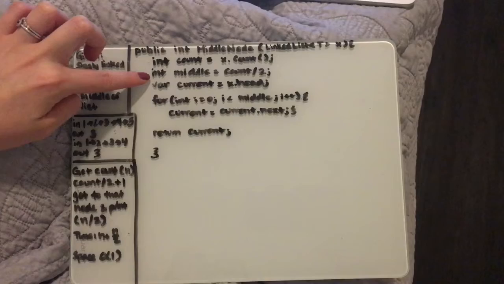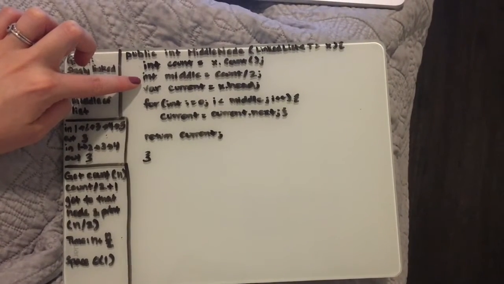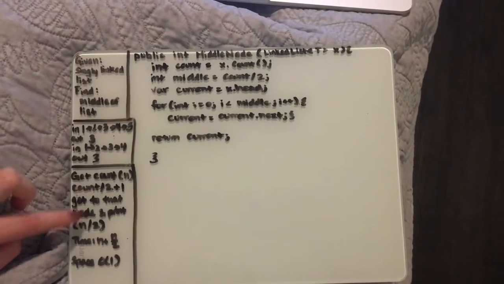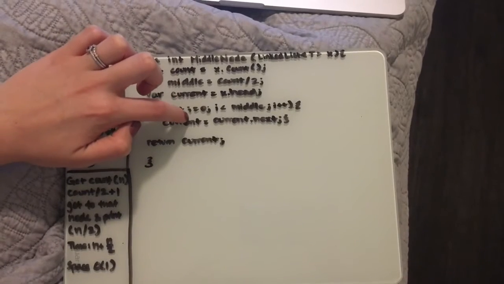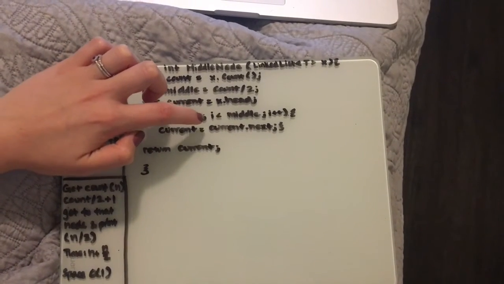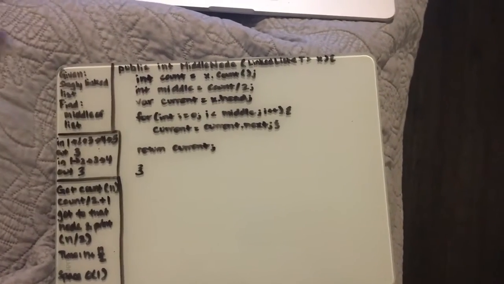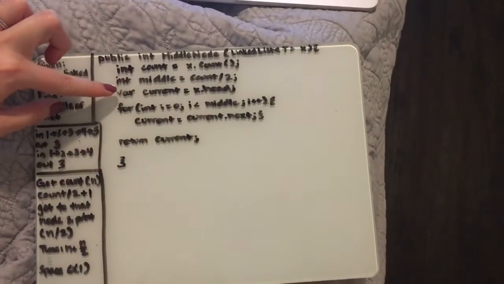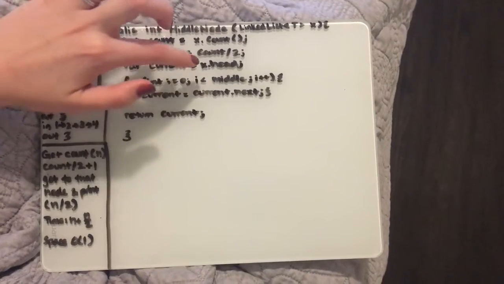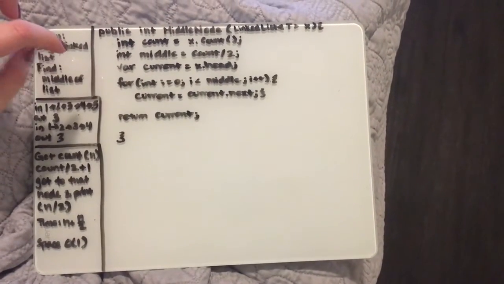Then we have the middle, which is count divided by 2. I decided instead of adding plus 1, I would start our for loop starting at 0. Has the same effect. And then we have a pointer that starts at the first node.